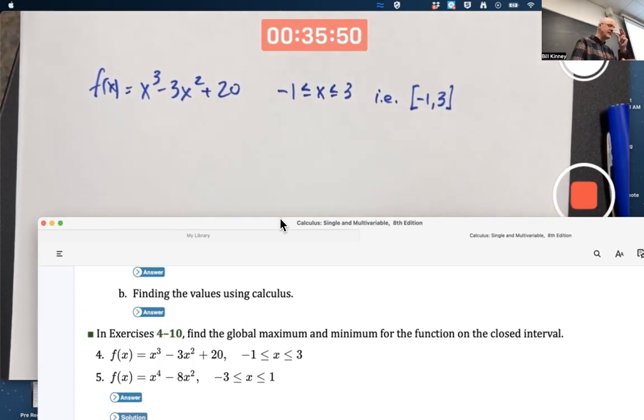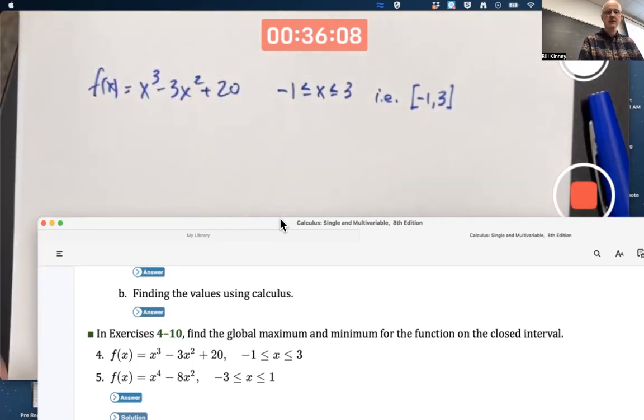So the method is to find the critical points. Then you don't actually have to use the first or second derivative test. Just plug the critical points and the endpoints into the function. What gives you the biggest output? What gives you the smallest output? Those are the answers. This is actually a little easier than the first or second derivative test, a little less work.